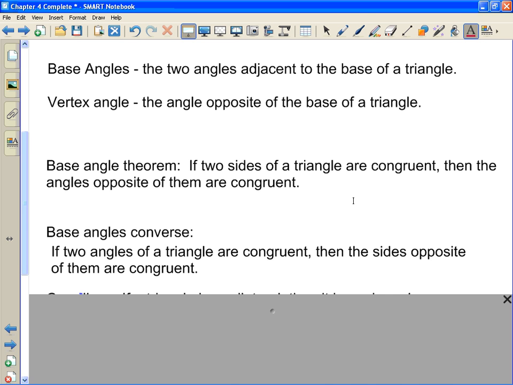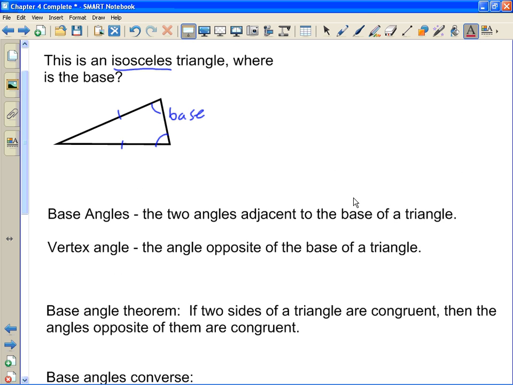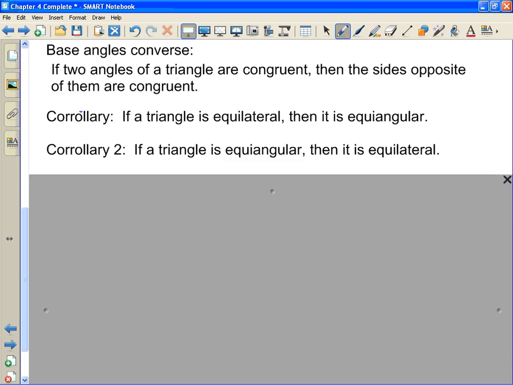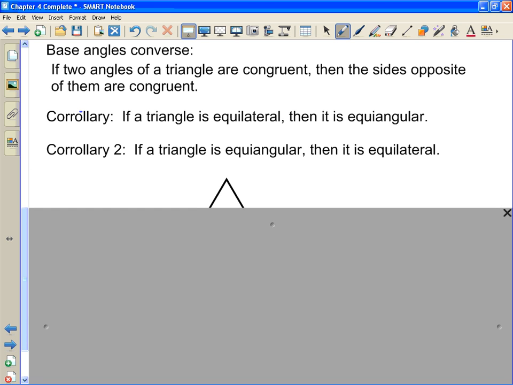So it goes both ways. If we start with congruent sides, we're going to get congruent angles. If we start with two congruent angles in a triangle, we get congruent sides. So if we go from sides to angles, that's the base angles theorem. If we go from angles to sides, that's the base angles converse. We've got a couple corollaries here.